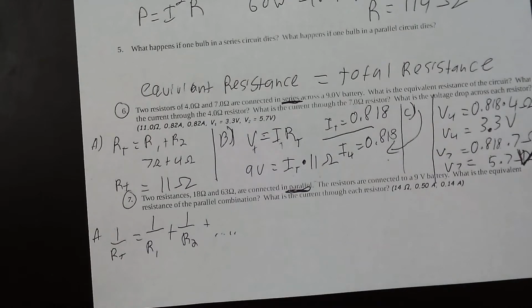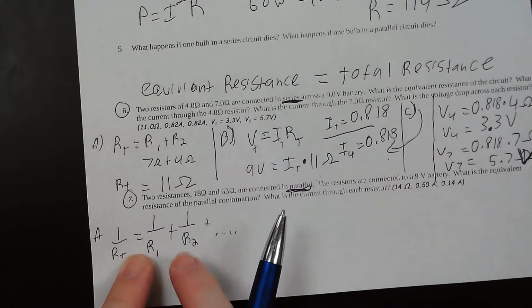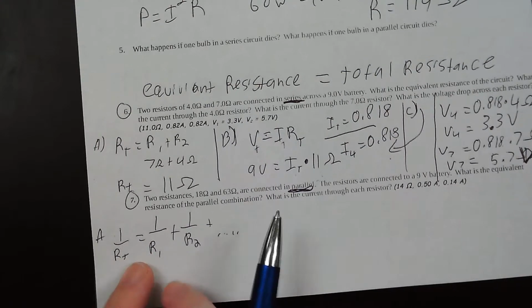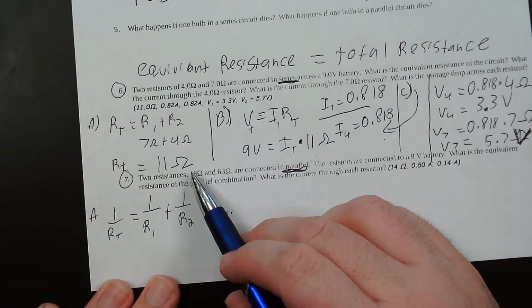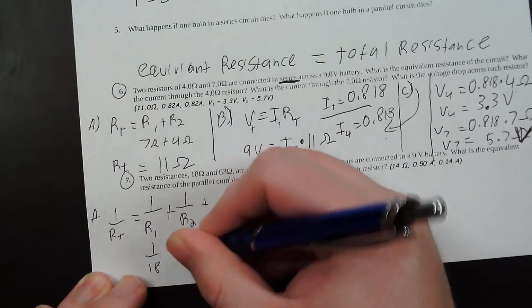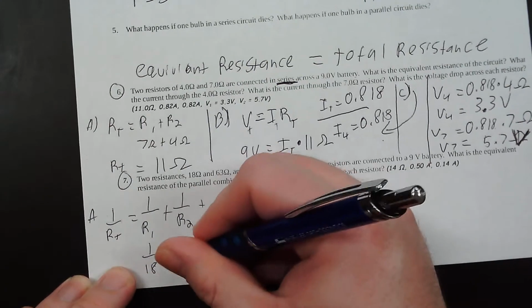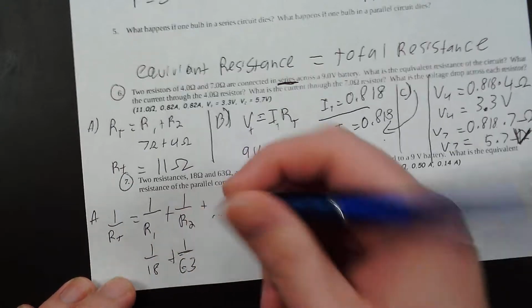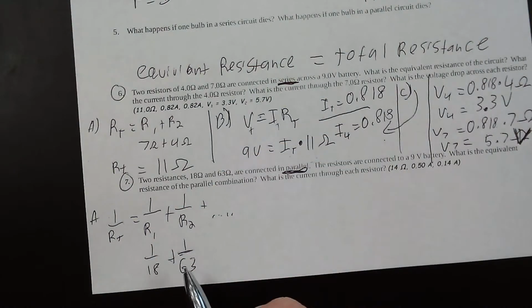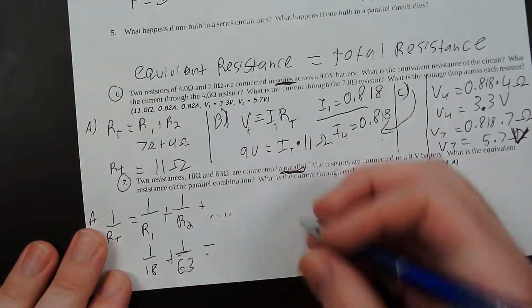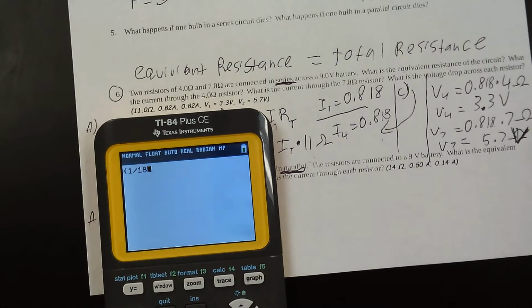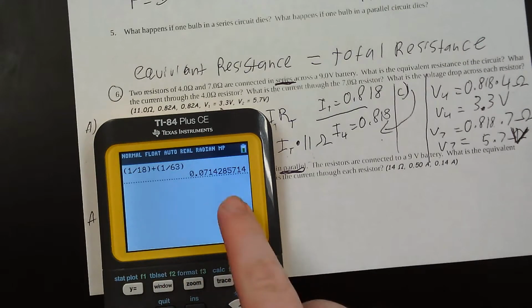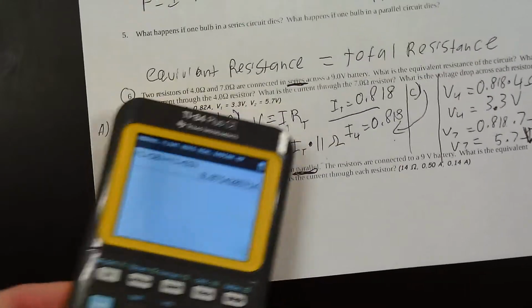Okay. The thing you have to keep in mind when you are adding them in parallel is you need to add their inverses. So instead of 18, we're going to do 1 over 18. And we're going to do that plus 1 over 63. Okay? Instead of just doing 18 plus 63, we're doing 1 over 18 plus 1 over 63. And that's going to give us, let me just punch this into my calculator real quick. So 1 over 18 plus 1 over 63. Okay, if you do it like this, it's going to give me an answer of 0.0714.